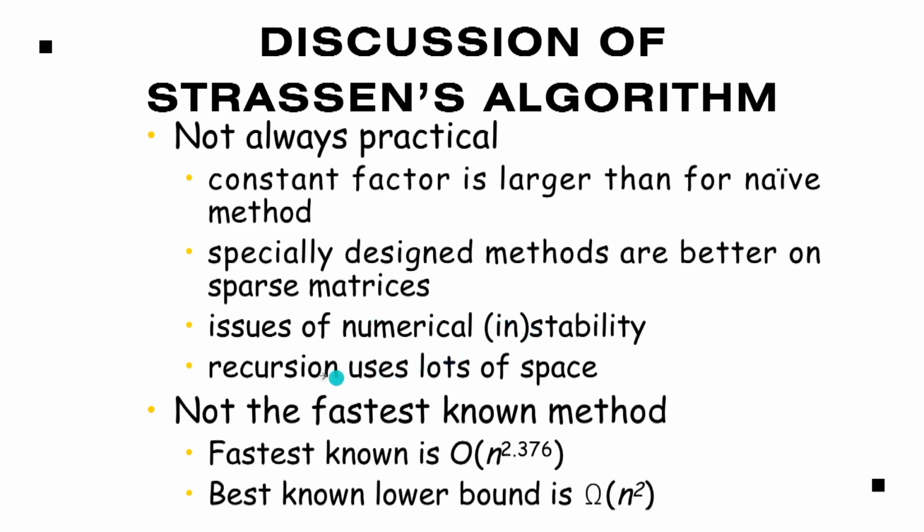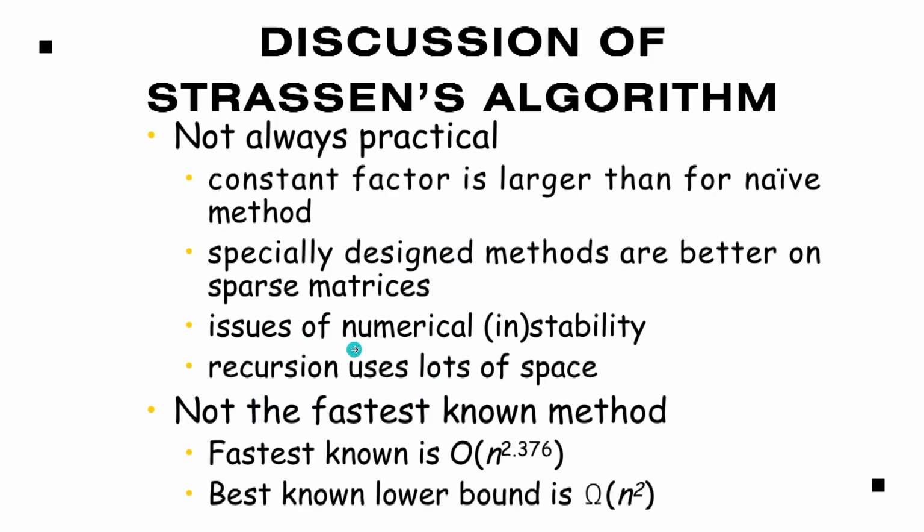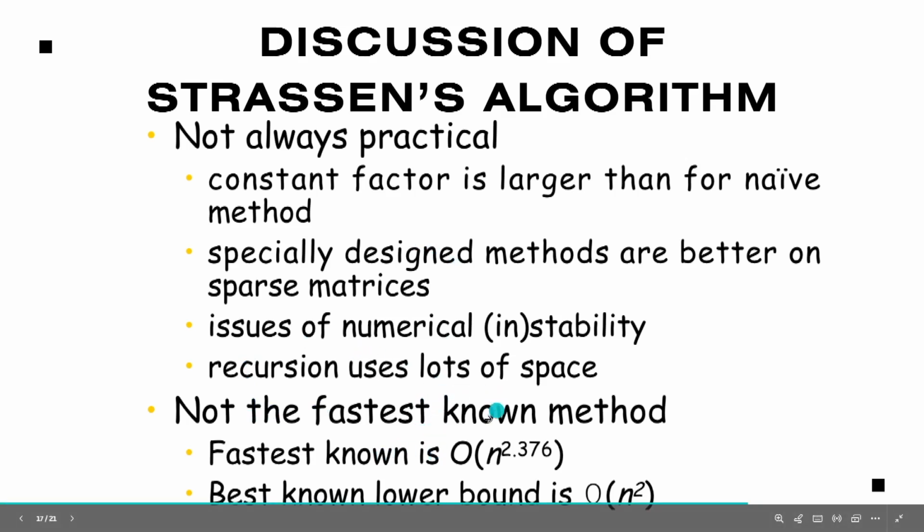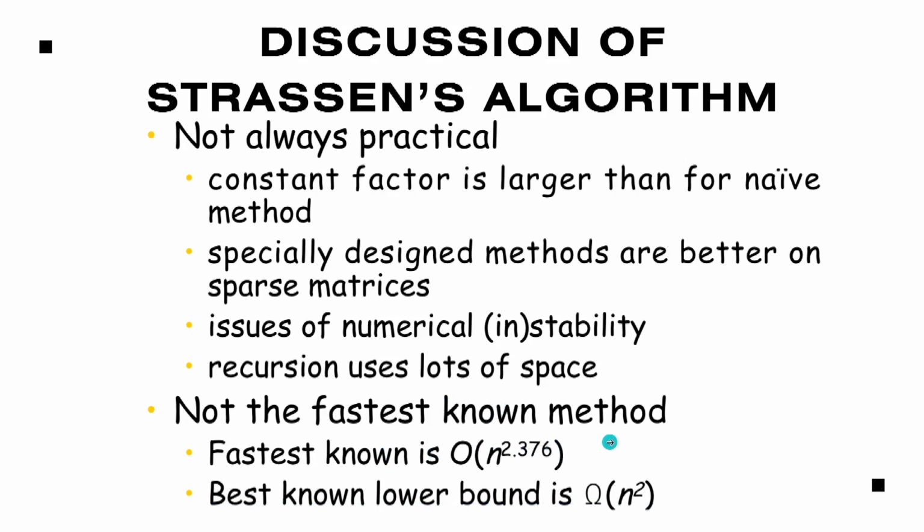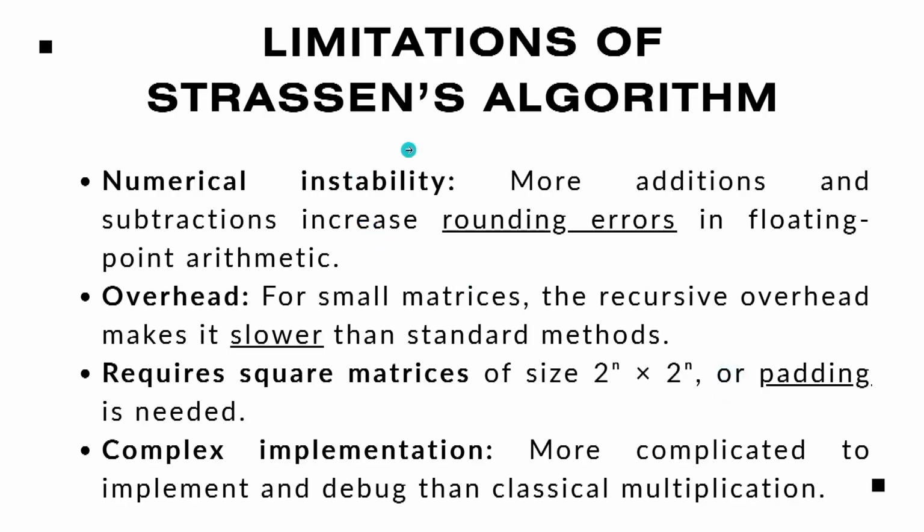And this recursion also uses, whenever there is recursion, you know that it takes up lots of space in memory. So, these are all some of the drawbacks of this Strassen's algorithm, and we do not say that this algorithm is the fastest known method. There are certain other algorithms which even claim to have an order of up to n power 2.3, whereas Strassen's approach has n power 2.8. So, we do not claim that Strassen's algorithm is the best for doing matrix multiplication. So, here I have put up some of the limitations of Strassen's algorithm.